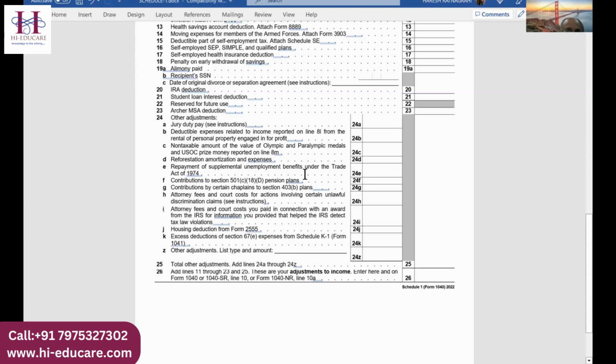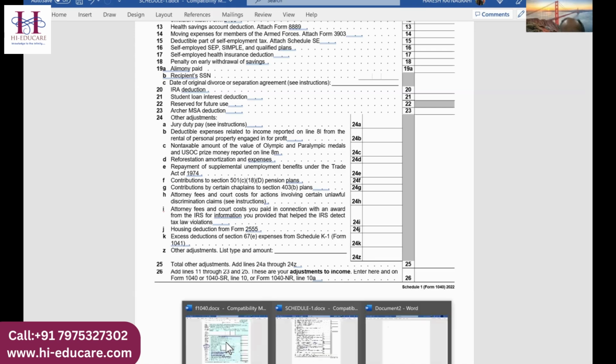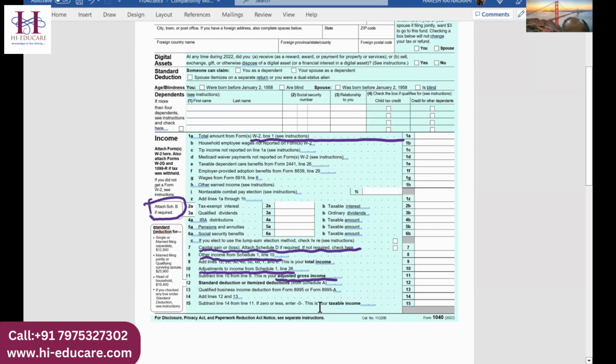So even on the 1040 form, if you see that, your other income from Schedule 1, line 10, these are all income, right? And the adjustment to income from Schedule 1, line 26, deductions are there, right? And then after that, we go to Schedule A. Schedule A is basically itemized deduction. So we always calculate the standard deduction or itemized deduction. You'll see that wherever the benefit you get, you just enter the amount.